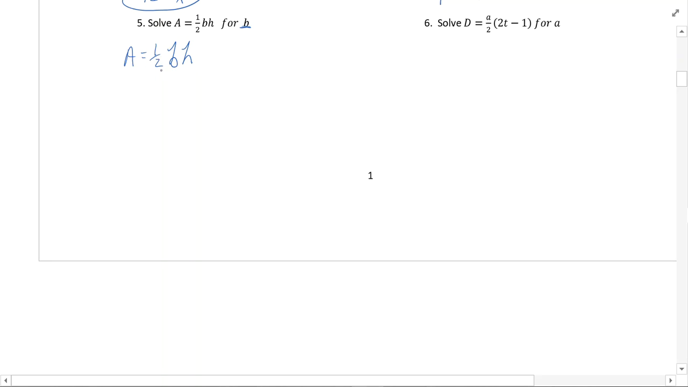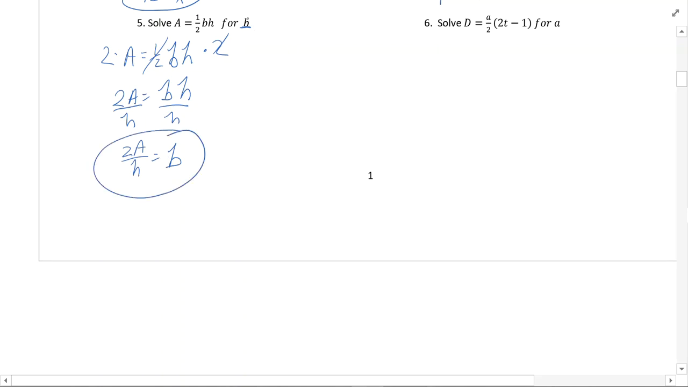But remember, dividing by 1/2 is the same as multiplying by the reciprocal. So I'm going to multiply each side by 2. So the 1/2 is going to go away. So I'm going to get 2a equals bh. Now I'm trying to isolate for b. So that means I'm going to divide each side by h. So I get 2a over h is equal to b. All right, so now I have it in terms of b, which is what they wanted.